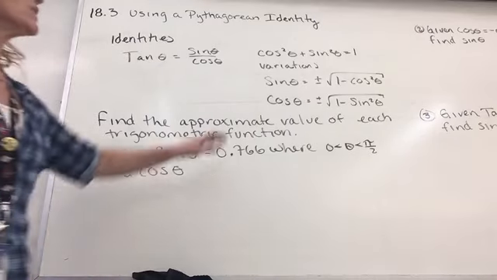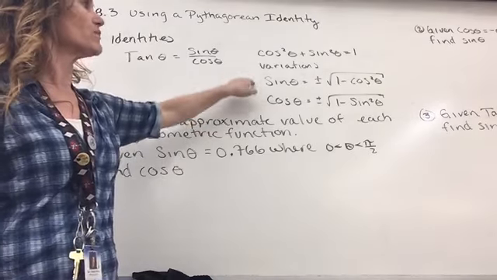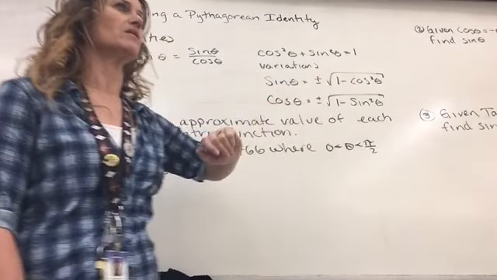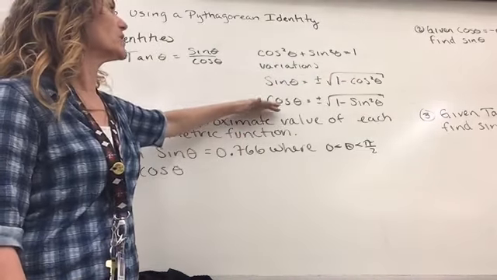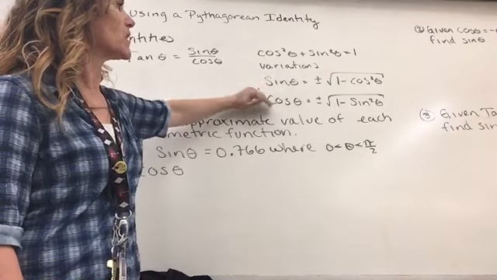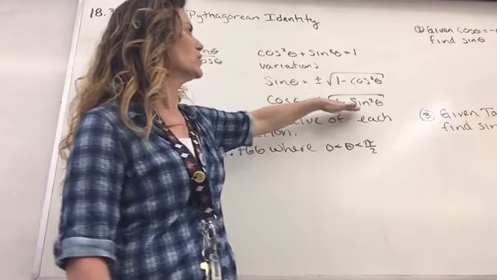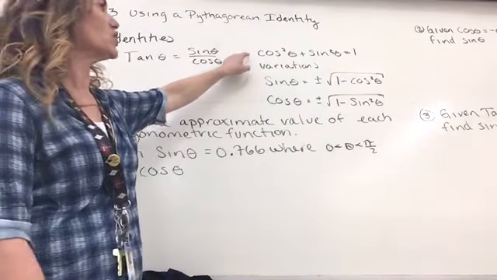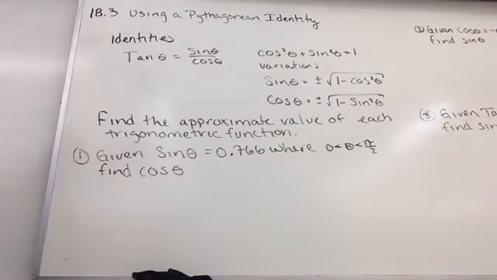We have variations of this. We can solve this equation for the sine of theta, and that would give us plus or minus the square root of 1 minus cosine squared theta, sorry. Or you could solve it for cosine by subtracting sine squared over and taking the square root. So you would get those. These two are just variations of this one right here.